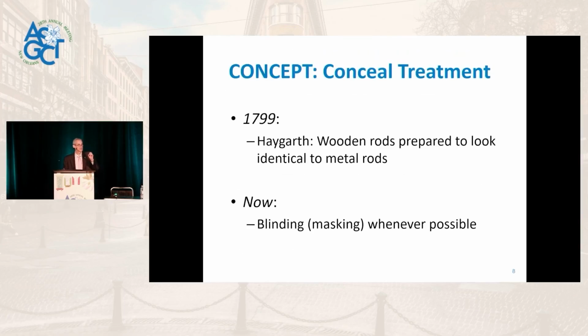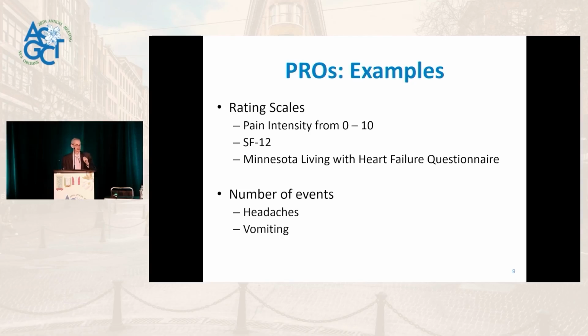The important concept from Haygarth was that this was a patient-reported outcome. And so it was important to conceal the treatment. So the wooden rods look just like the metallic rods. Now we use blinding or masking whenever feasible, and I want to emphasize that blinding or masking is essential for patient-reported outcomes. They're very difficult to interpret in the absence of blinding and masking. They're often difficult to interpret regardless.